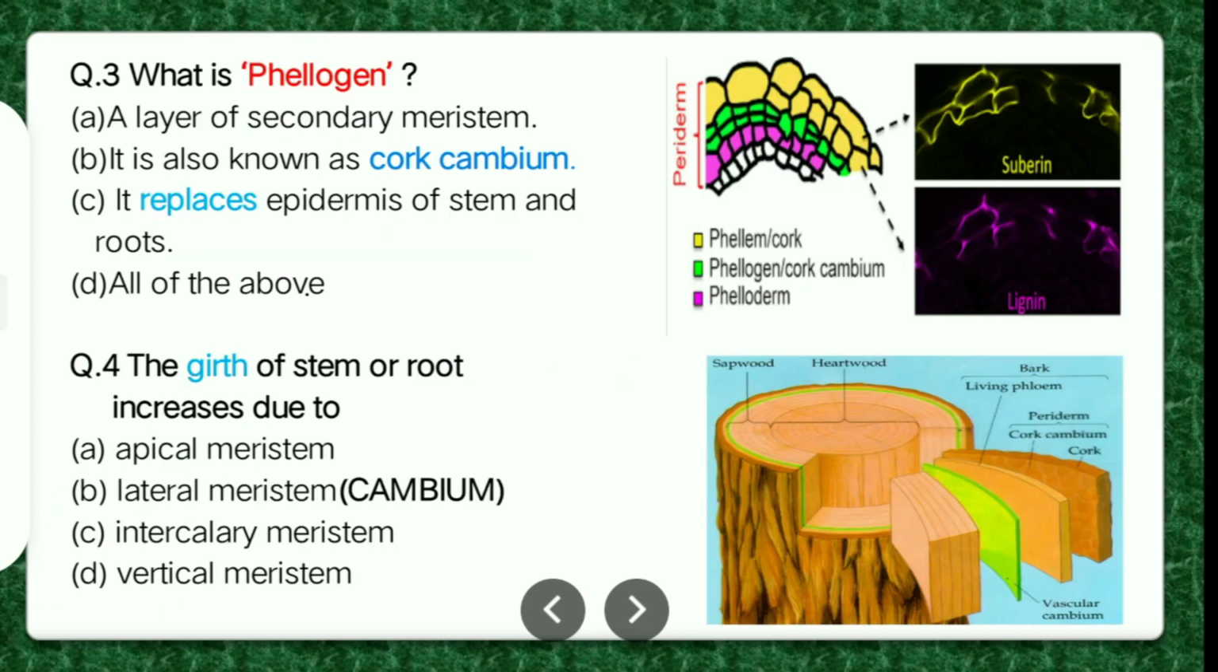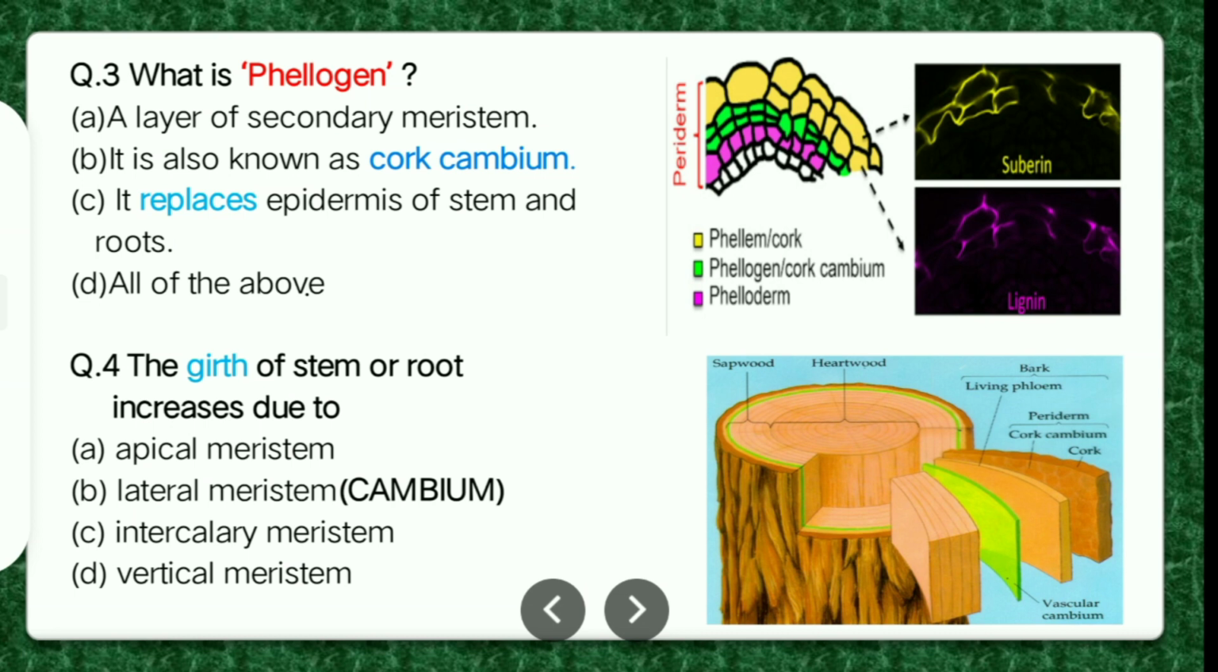Question number 3, what is Phellogen? The definition of Phellogen is that it's a secondary meristem, also known as cork cambium, and the function of Phellogen is to replace the epidermis of stems and root. Here you can see in the image, it's an image of periderm.